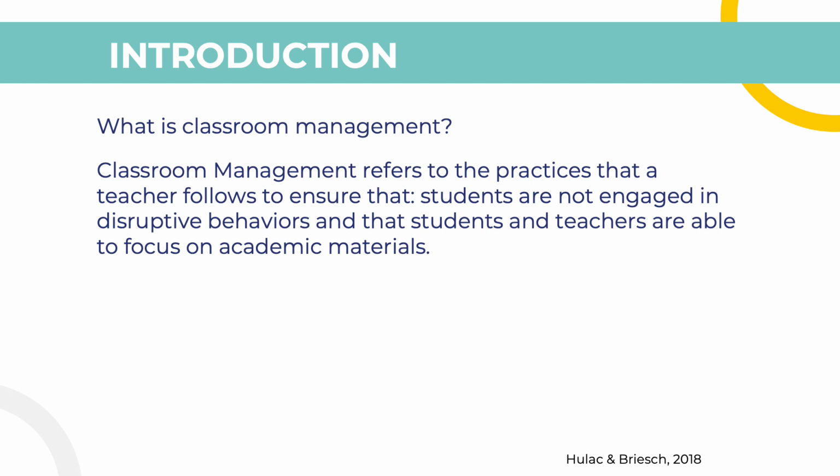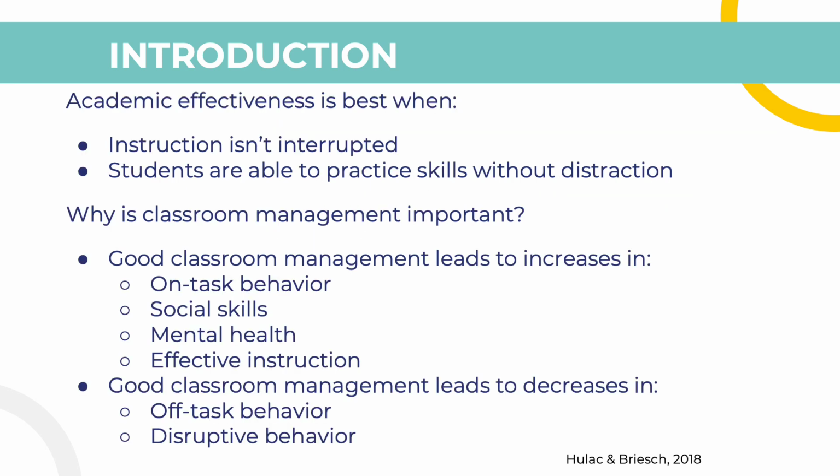Thinking about your answers to the two previous questions, does this definition align with your own definition of classroom management? The definition of classroom management mentioned academic engagement, and through research, we know that academic effectiveness is best in instructional environments where instruction isn't interrupted and students are able to practice skills without distraction. Classroom management is important because good classroom management leads to increases in positive outcomes for students, like on-task behavior, which means that the student is performing the task assigned by the teacher or engaging with the classroom activities.